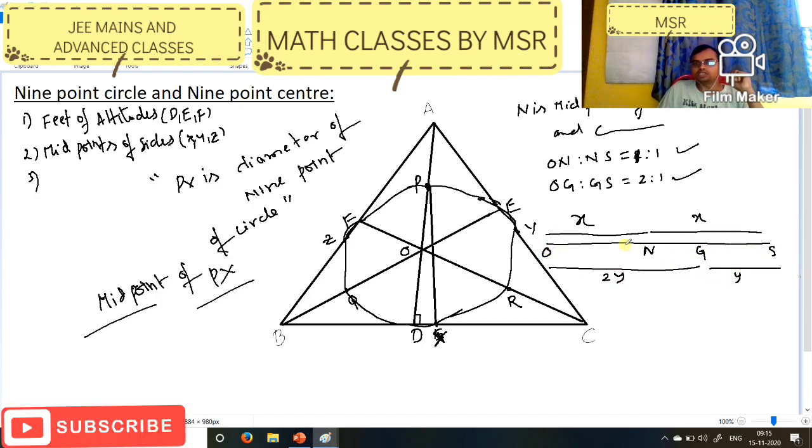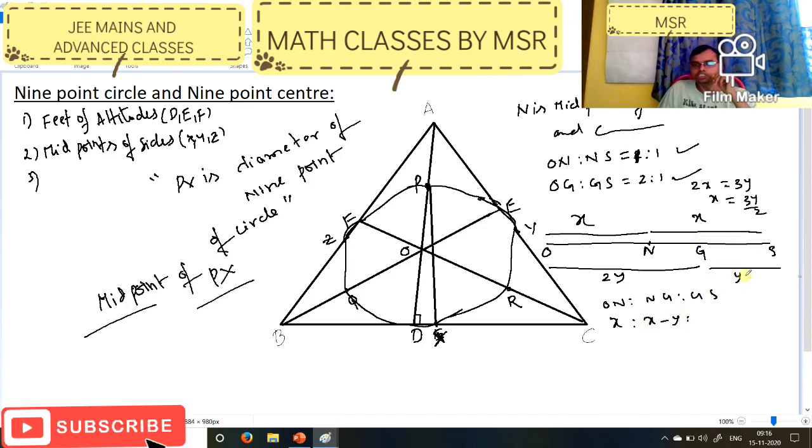That means OS is x plus x, or 2y plus y, 3y. 2x is equal to 3y. Then what is x? x is 3y by 2. Using this we will now find out the ON, NG, GS values. ON is nothing but x. NG means N to S is x, G to S is y, so NG means x minus y we can write now.